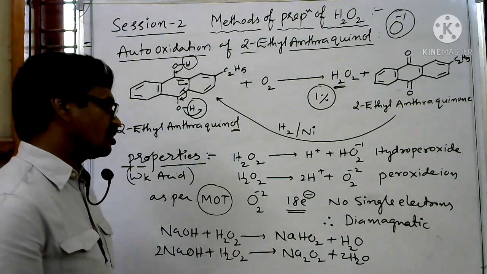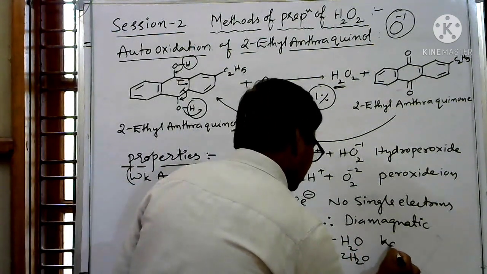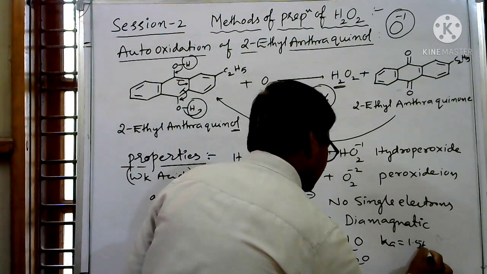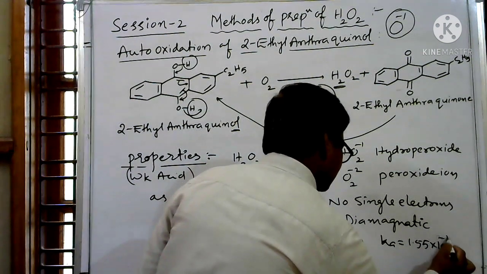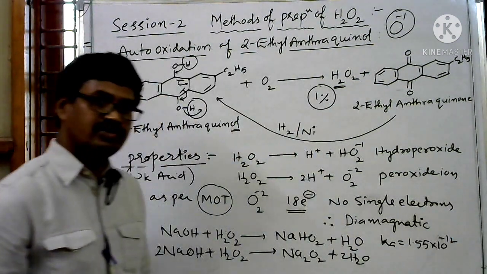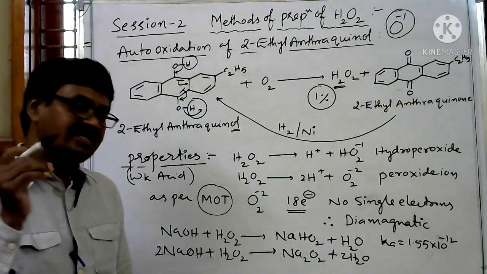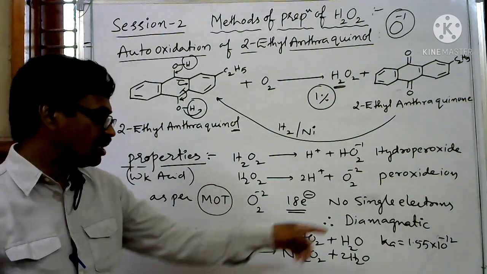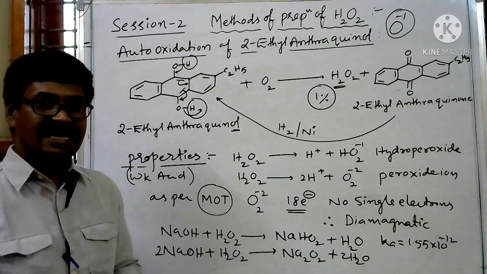Its dissociation constant, the Ka value, is 1.55 into 10 power minus 12, which is very less. Based on the Ka value we can expect its acidic nature. The Ka value is very less, so it is a weak acid.